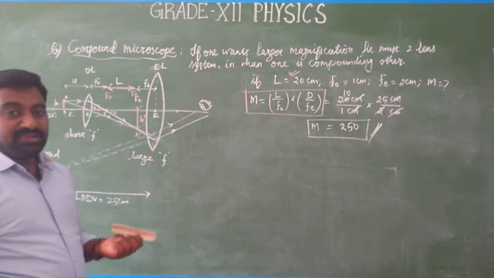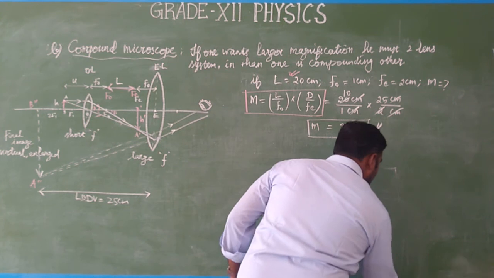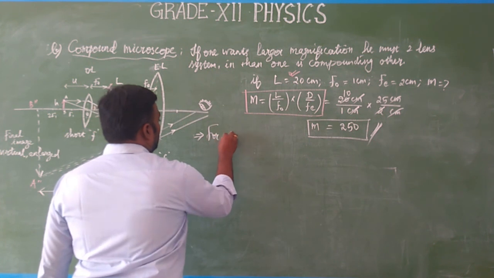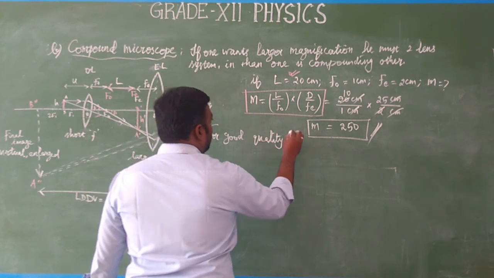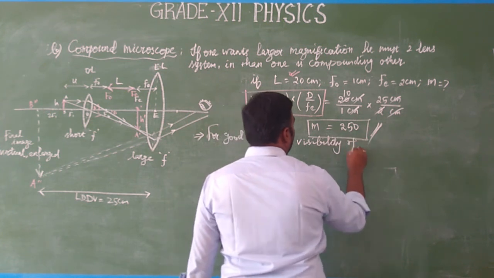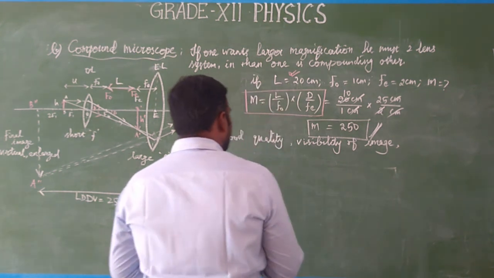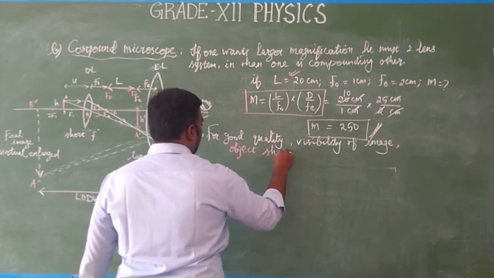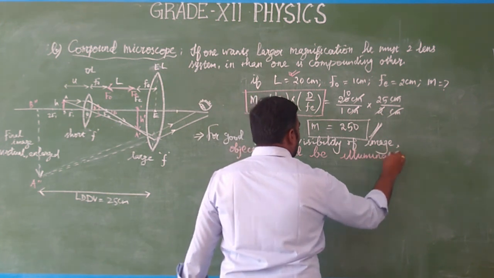Okay, and it has some limitations. So what are the limitations it has? Some advantages or some limitations. The first limitation: to get good quality and visibility of the image, the object should be illuminated. What is called illuminated? We'll do it in the lab.